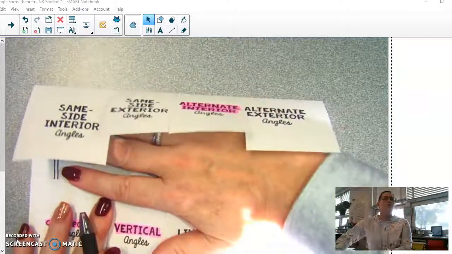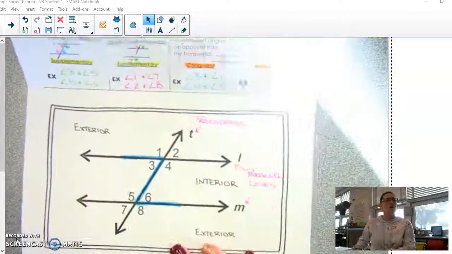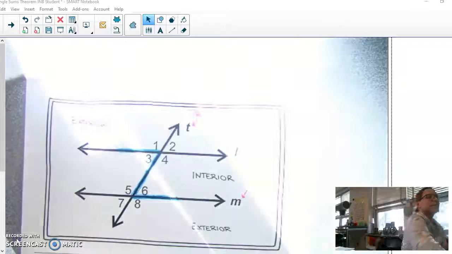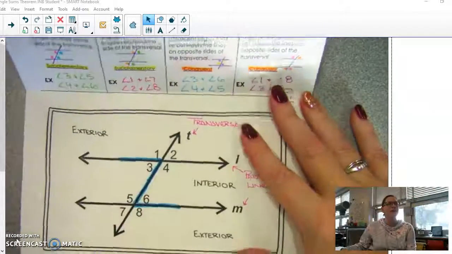So first of all, if you open up your foldable, you will see that we have our transformation. Let's continue. Just had a slight phone call, so I had to answer the phone.